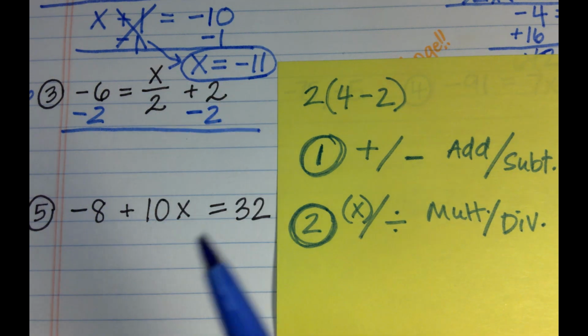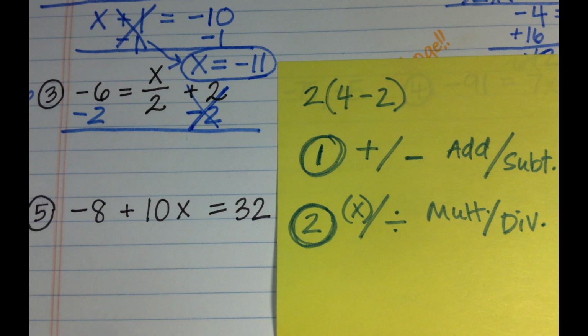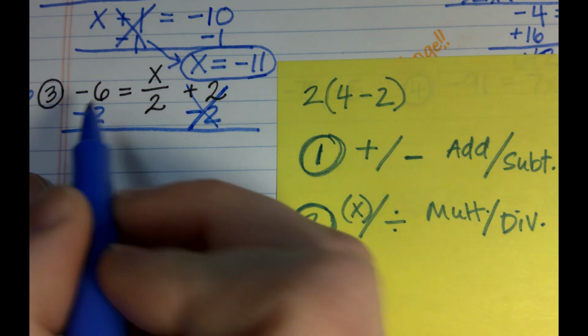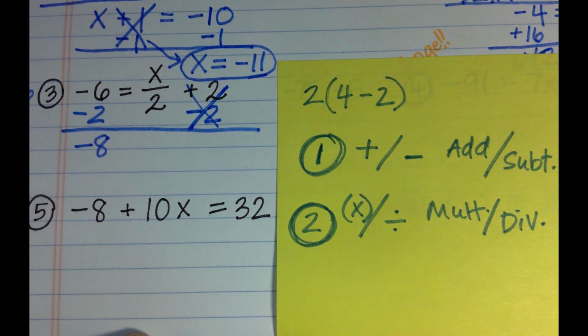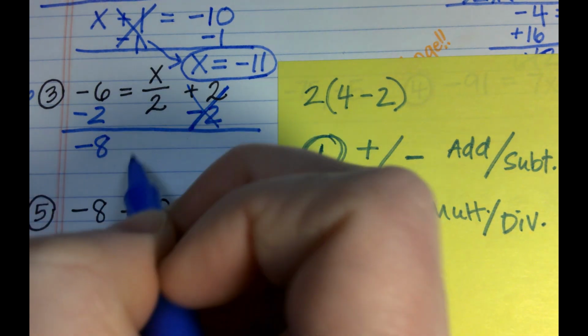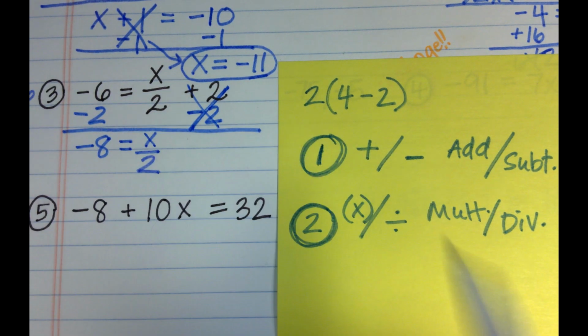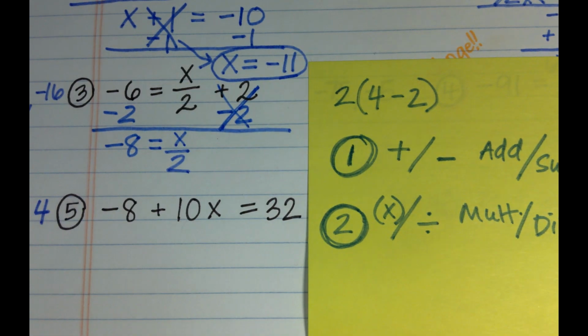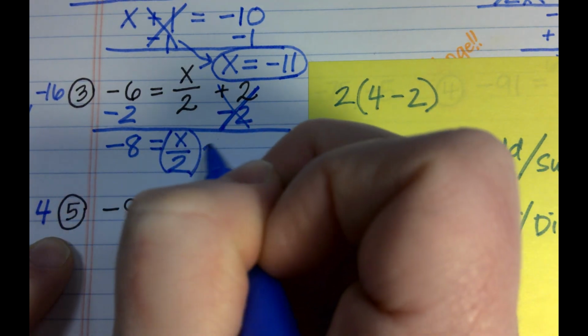And that's going to cause my 2's to cancel. And what happens next? We get -8. Good. -6 minus 2 is -8. Then bring everything else down. Equals x divided by 2. Now we multiply by 2 for both sides. Good. Now we do that step. Now we multiply by 2.